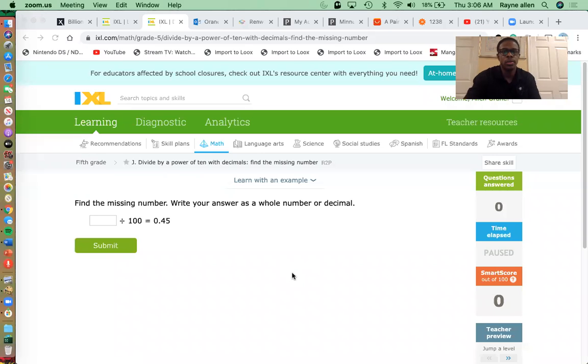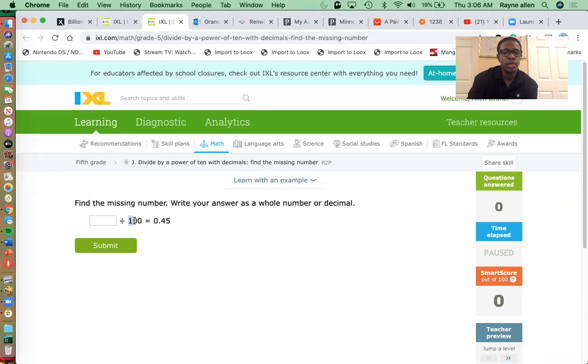We are going over dividing by powers of 10. So let's jump right into it. All right, so I have a question here. It says, find a missing number, write your answer as a whole number or decimal. So I'm going to go over it two ways. The first way is, we have a number, we're not sure what it is, but we know that we divided it by 100 and we ended up with 0.45.